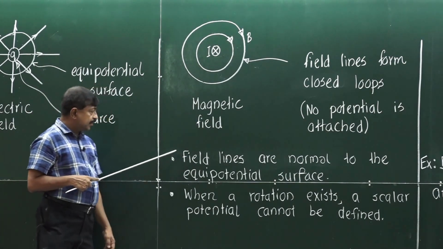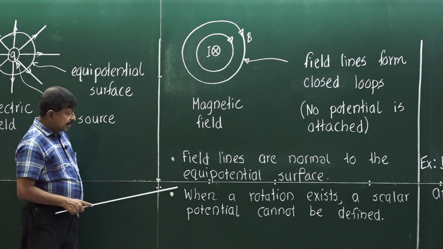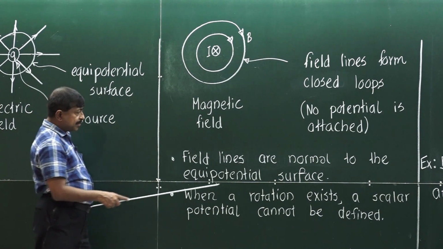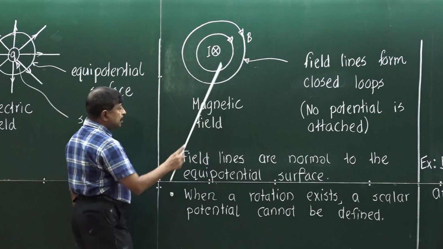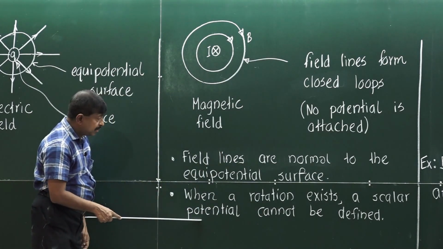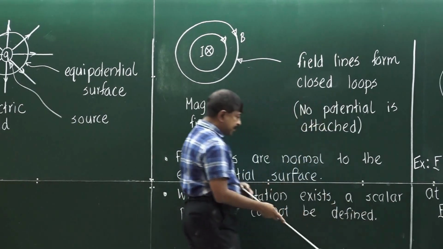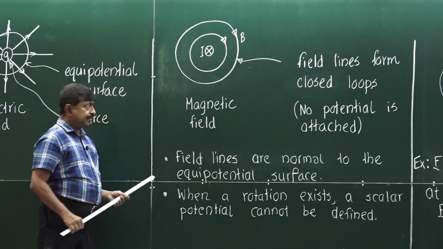So, you can make these observations. Field lines are normal to the equipotential surface, and at the same time, when a rotation exists, or when there is a closed loop, a scalar potential cannot be defined. Because potential is not a vector, in this particular case we call it a scalar potential.